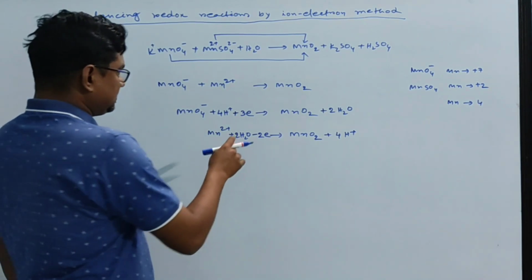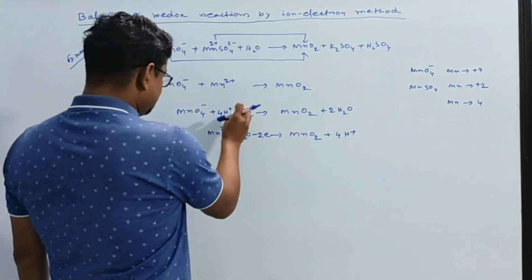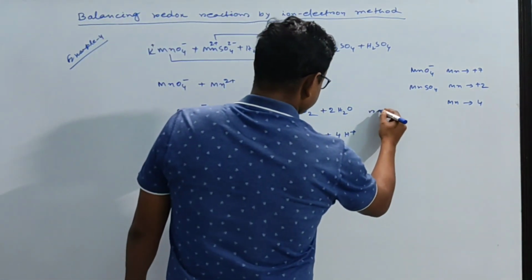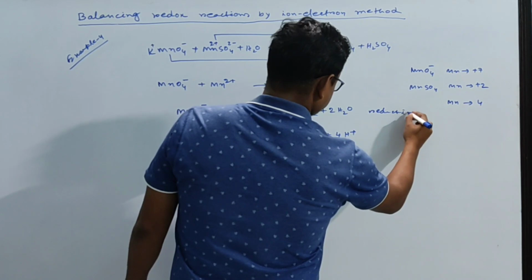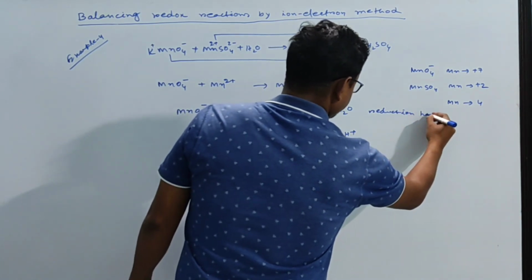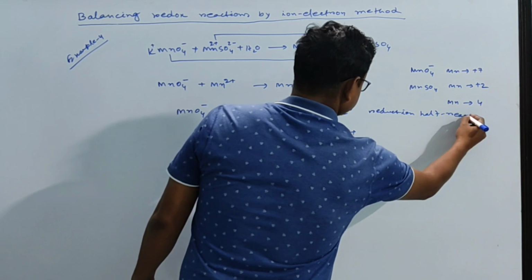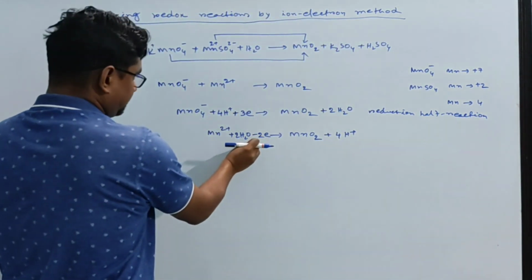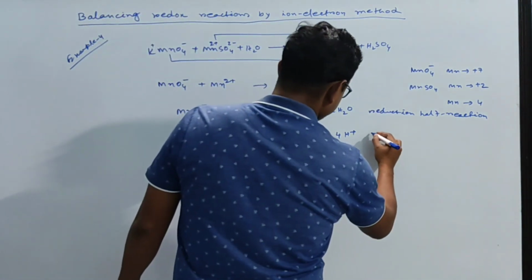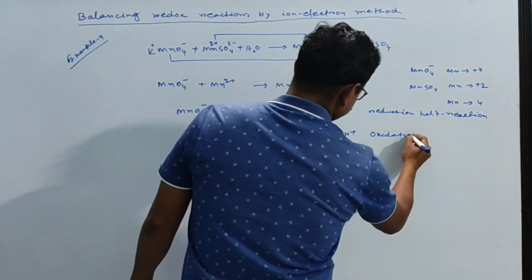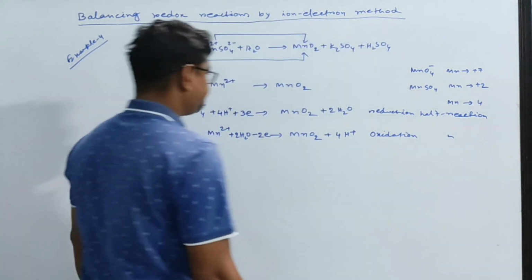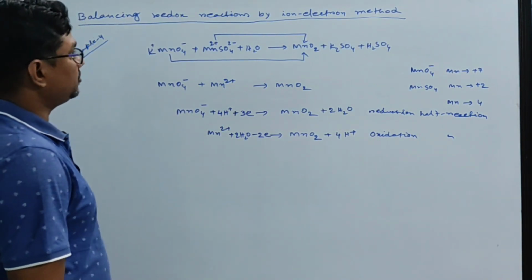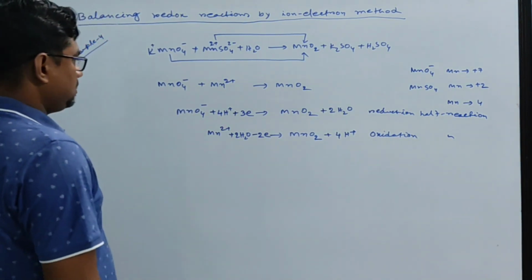As I said earlier, if any electrons are added on the left hand side, this will be a reduction half reaction, and this one in which electrons are subtracted at the left hand side will be the oxidation half reaction. So now we need to combine these two half reactions to get the overall balanced redox reaction.